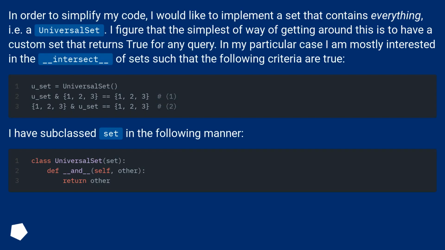Implementing the all-universal set. In order to simplify my code, I would like to implement a set that contains everything, i.e. a universal set. I figure that the simplest way of getting around this is to have a custom set that returns true for any query. In my particular case, I am mostly interested in the intersect of sets such that the following criteria are true.